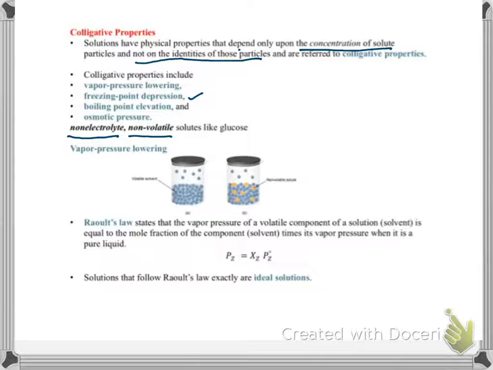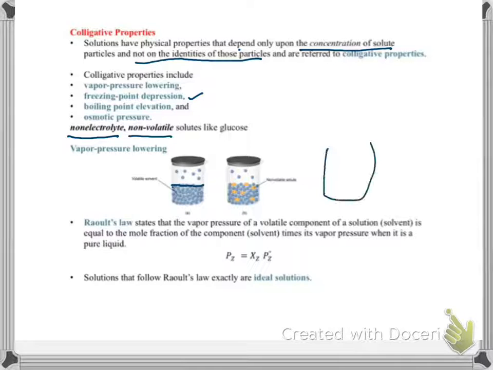So let's look at the first colligative property, the vapor pressure lowering. Now, the physical properties of a liquid depend on the strength of the intermolecular forces, and a molecule on the surface of a liquid with sufficient energy to overcome the attractive forces can escape to the gas phase. So that means if a solution has lower vapor pressure, that happens when the solvent has a higher vapor pressure. Let me explain the last part again.